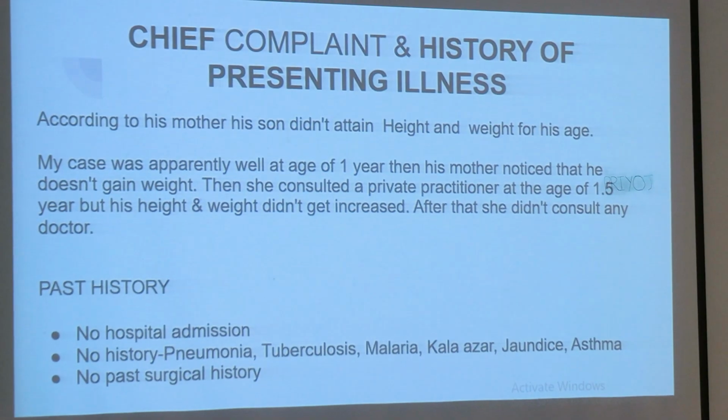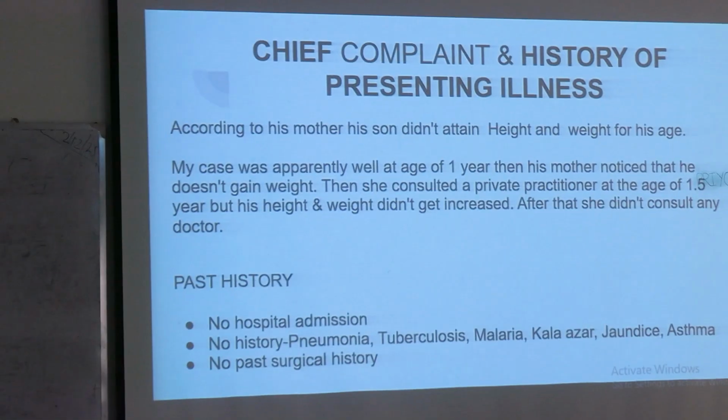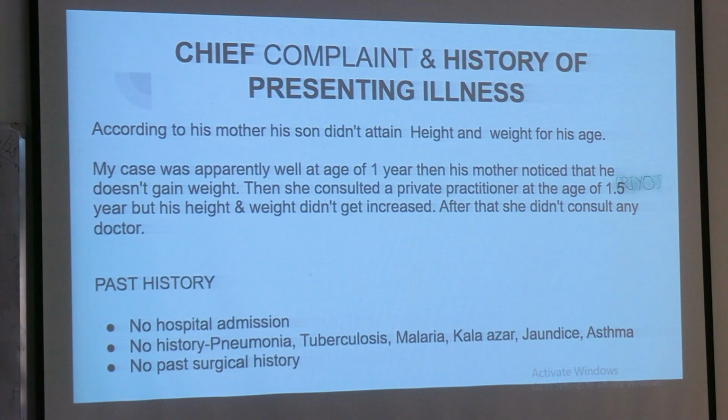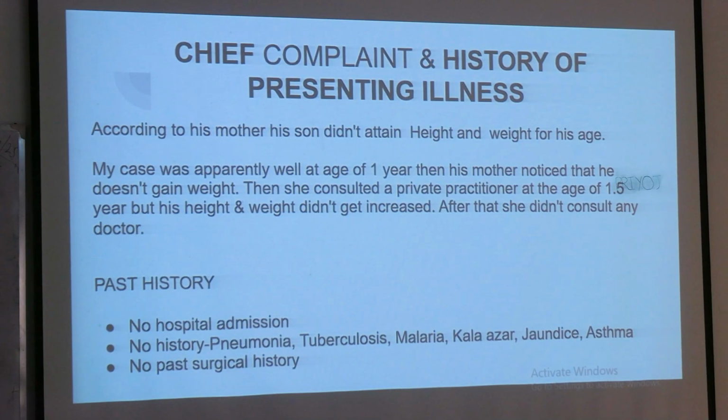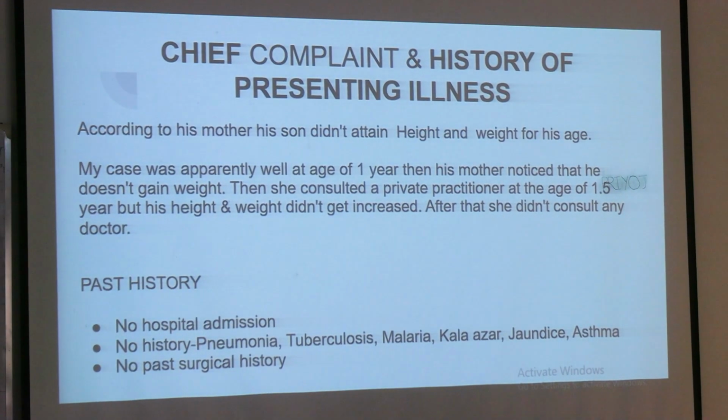According to his mother, complaint কি আছে? His son didn't attain height and weight for his age. 5 বছরের বাচ্চার যত হাইট এজ ওয়েট হওয়া উচিত সেই অনুযায়ী ডেভেলপ করেনি, এটা প্রাইমারি কমপ্লেন্ট ইউজুয়ালি হয়. This is usually the primary complaint, okay? The case was apparently well at the age of 1 year. 1 বছর যখন বয়স ছিল, he was apparently well.